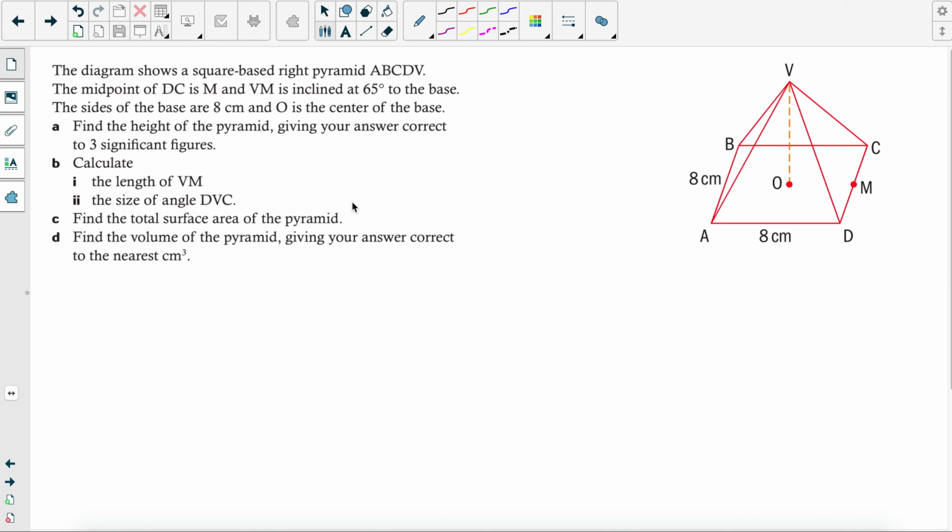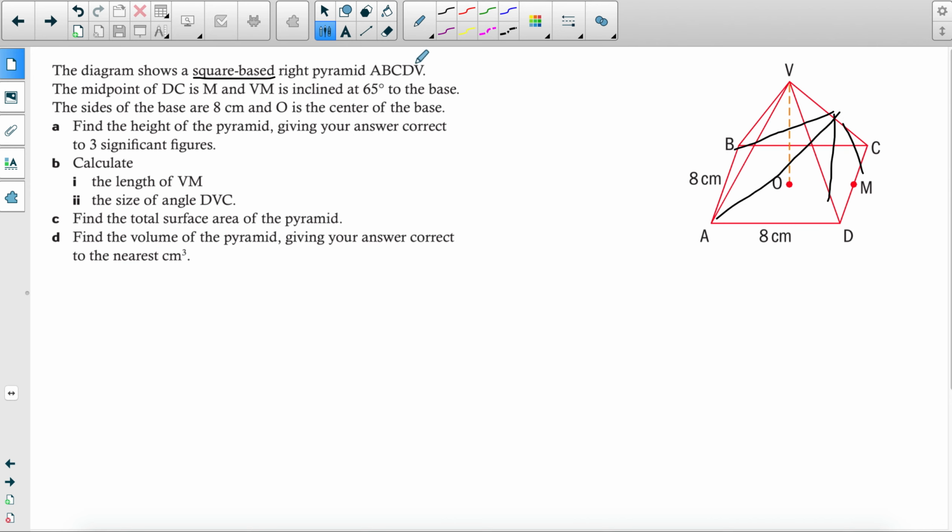So we have a square-based right pyramid. It's really important to realize that students do actually miss out on this idea of a square base. Sometimes it's useful, sometimes it's not, but keep an eye out for it. And then you have a right pyramid A, B, C, D, V. The idea of it being right is that it's not skewed, so it doesn't go there.